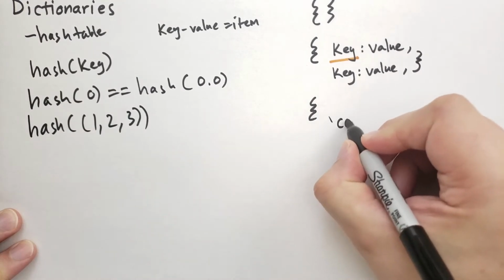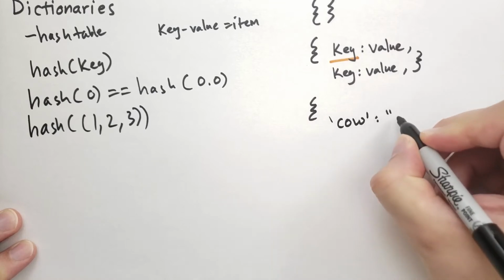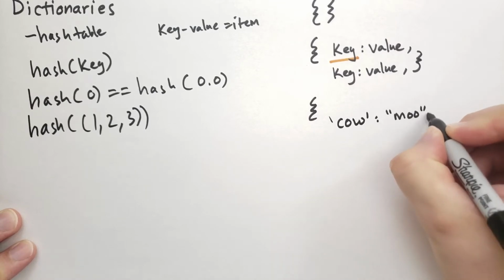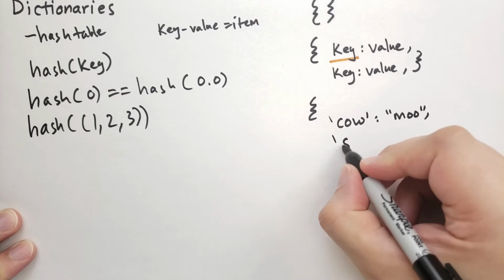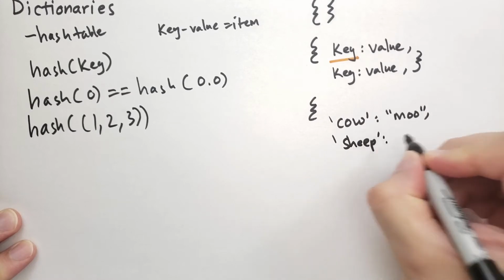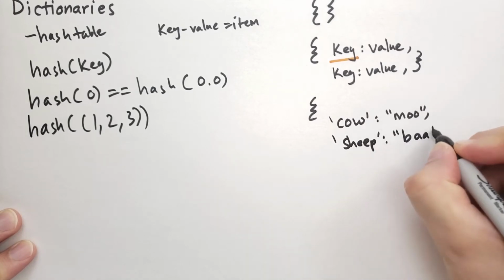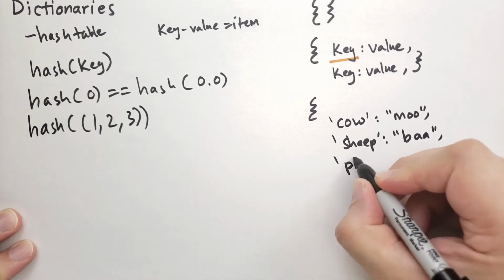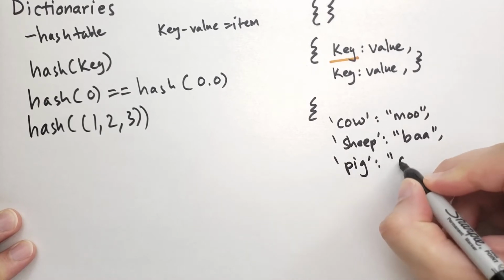So we're going to have cow maps to moo, and we're going to have sheep maps to baa, and pig maps to oink.